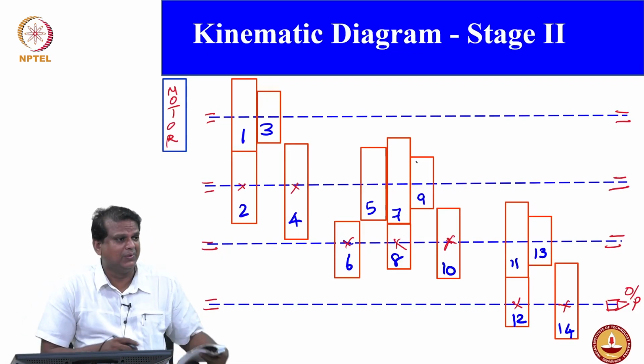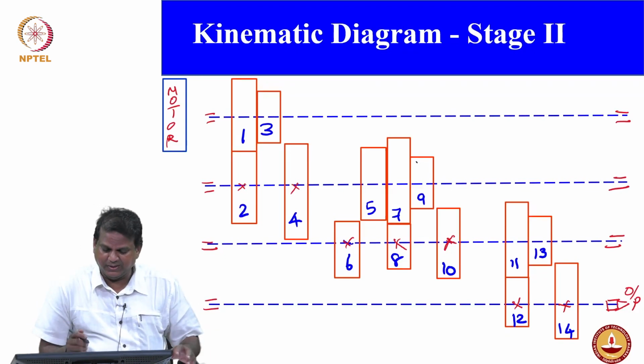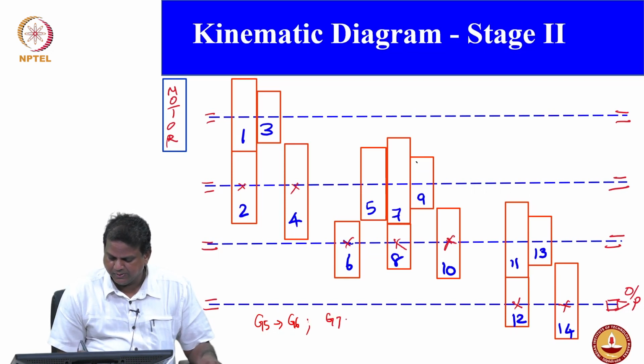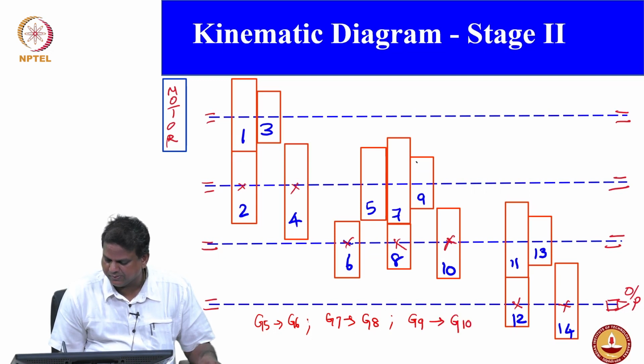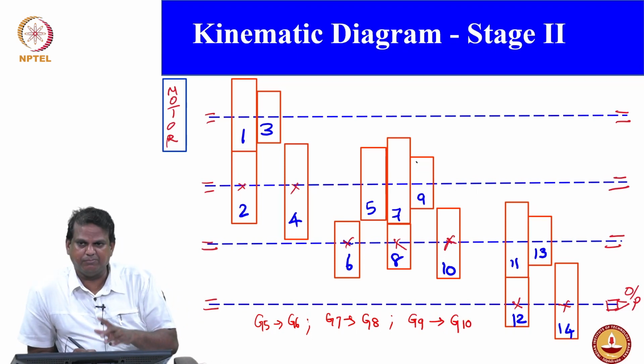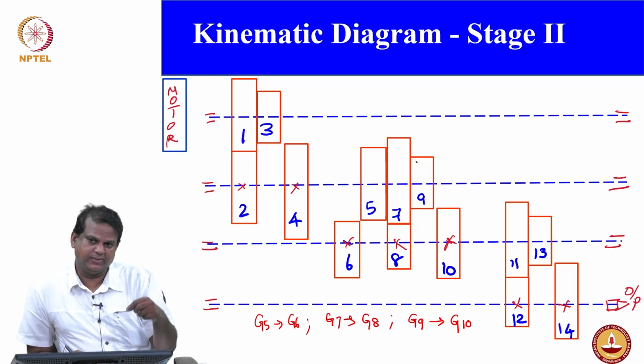So, in stage 2, we are going to have 3 gears, right. The gear G5 meshes with G6, that is one thing. Then you have G7 meshing with G8, and G9 meshing with G10. So, you have 3 pairs of gears meshing. Now, we need to know what the corresponding speeds are also.